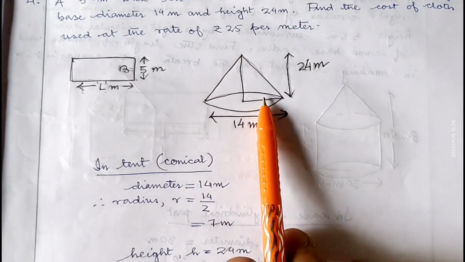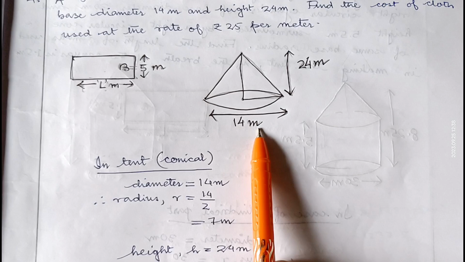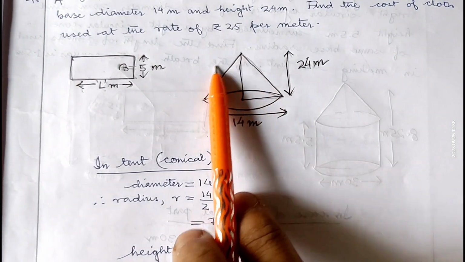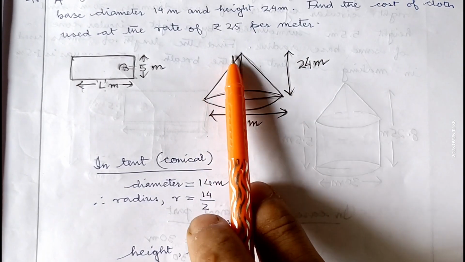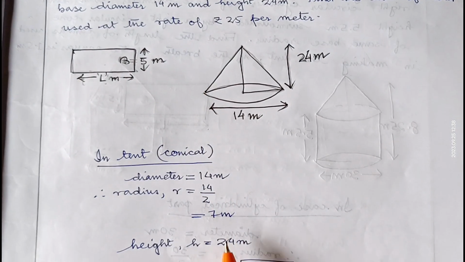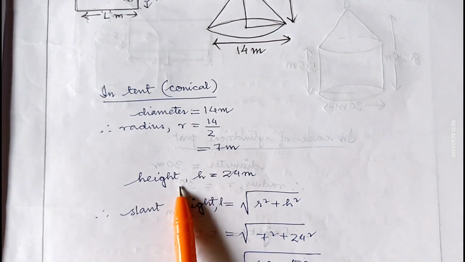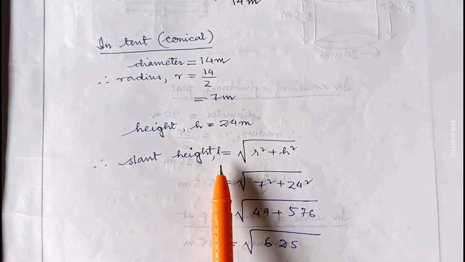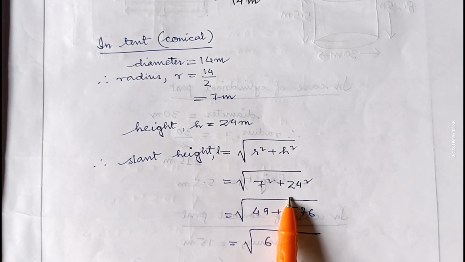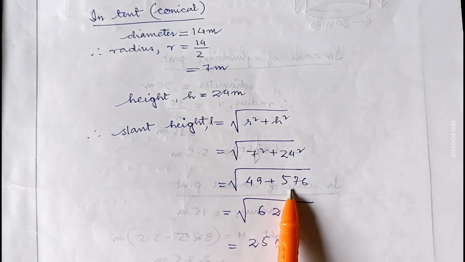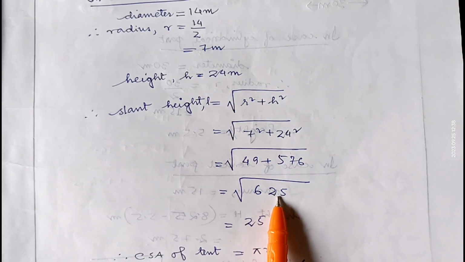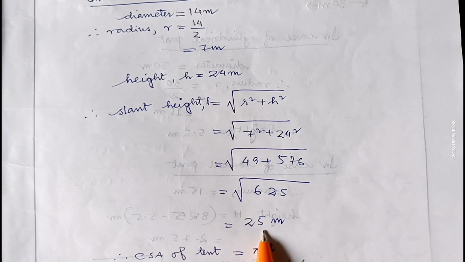Now in case of this cone, here diameter is 14, so radius will be half of 14, that will be 7. Here height is 24, but we know curved surface area of the cone is πrl. Here l is not known, so we have to calculate l. For this we have to use Pythagoras theorem. So here radius is 7 meter, height is 24 meter, slant height will be l equals root over h² plus r². So 7² plus 24², 49 plus 576. If I add, it will be 625, which will give 25, because 25 square is 625. If we take square root of 625, it will give 25.